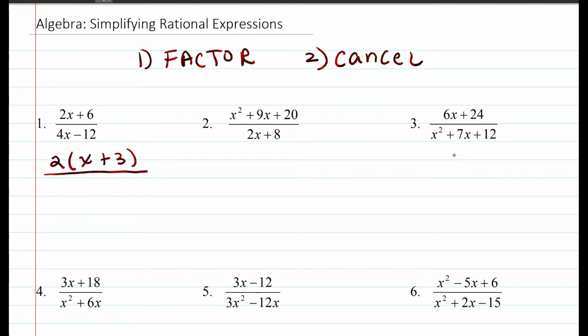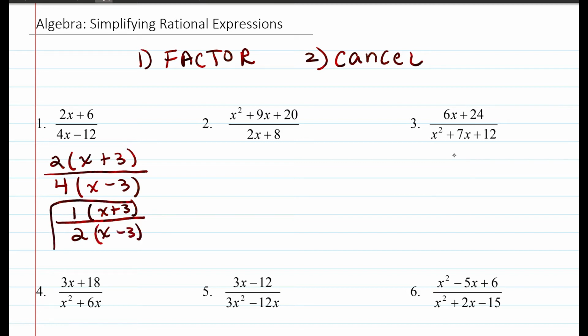I can factor out a GCF in the denominator, a 4. 4 goes into 4x, x times. 4 goes into negative 12, negative 3 times. Now I can go ahead and simplify or reduce. 2 over 4 reduces to 1/2. I can't cancel out x plus 3 and x minus 3 because they are not the same. So I go ahead and leave them alone, and that'll be my final expression. Note that I wrote the 1 in the numerator, but I don't have to because 1 times x plus 3 is just x plus 3.